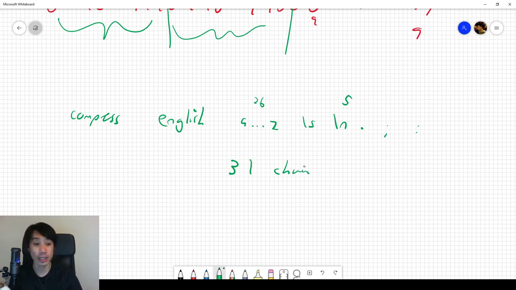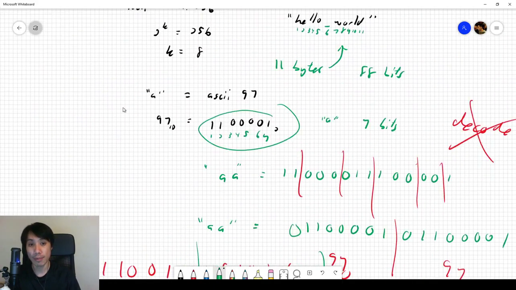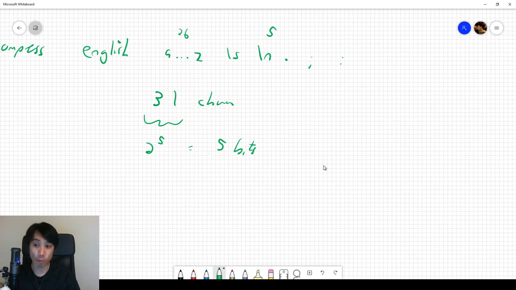If I want to have 31 characters, I realize I can fit 31 characters into 2 to the power of 5. In other words, I only require 5 bits. Why am I wasting memory with 8 bits? Each character I'm wasting 3 bits. So you're going to come across a lot of dilemma, and this is where Huffman coding actually comes in.